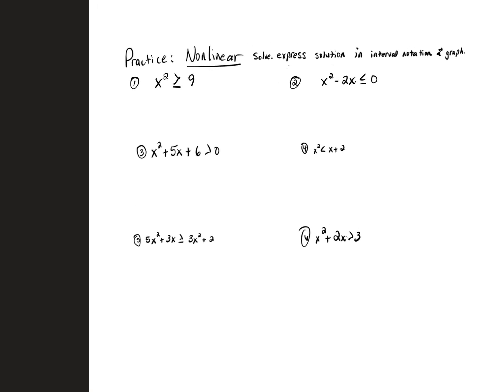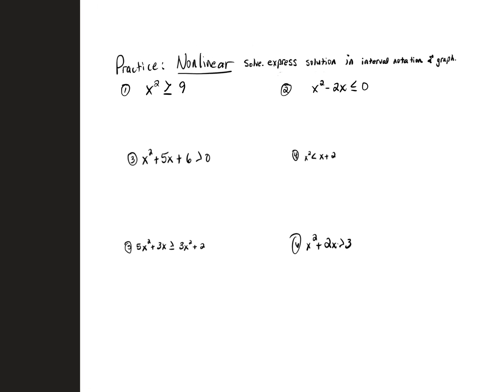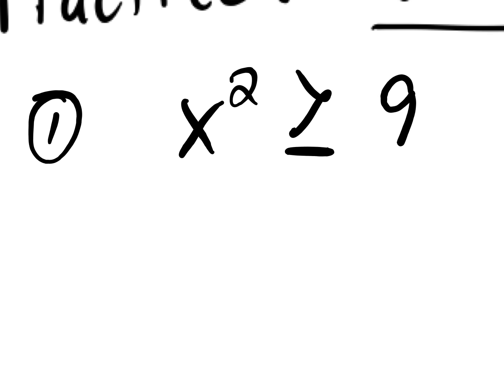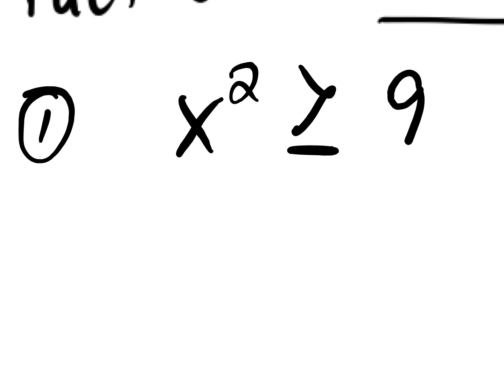So let's take a look at number 1. What's the first thing we should do? Subtract 9, yes. We want to move everything to one side. So we have x squared minus 9 is greater than or equal to 0.